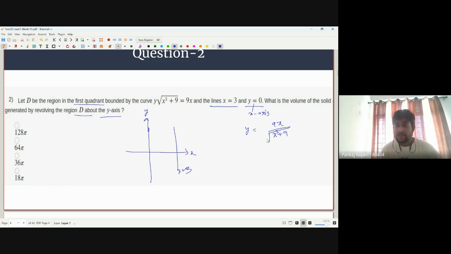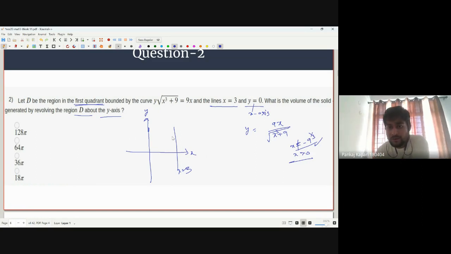Now you can see that the denominator is well defined here. Why? Even though the denominator can become 0, when can it become 0? Precisely at x equal to minus 9 to the power 1 by 3. But since we are in the first quadrant, x will always be positive. So x cannot become this quantity, and that's why the denominator is well defined.